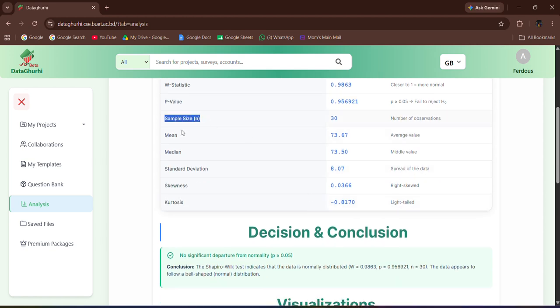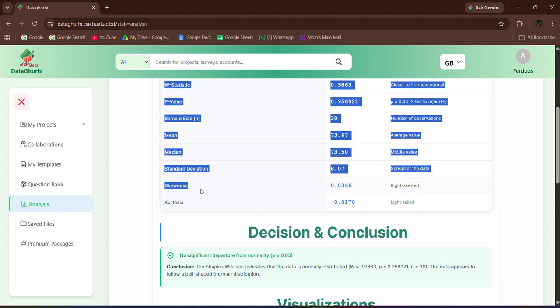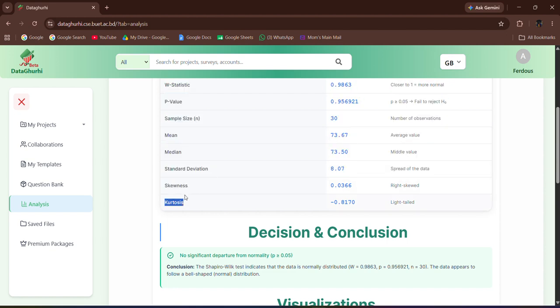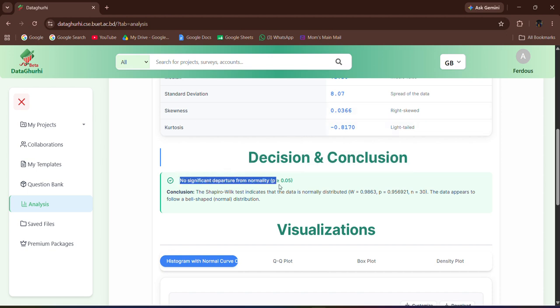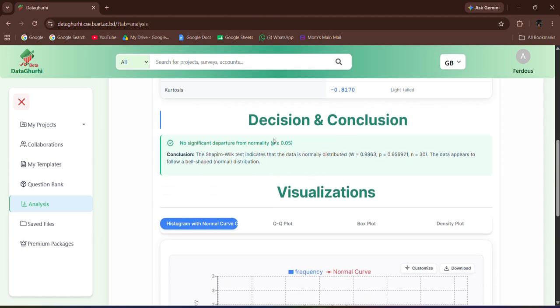Next are the sample size, mean, median, standard deviation, skewness, all the statistical calculations, and the decision and conclusion of the results of this data. There's no significant departure from normality. The test indicates that the data is normally distributed. The data appears to follow a bell-shaped normal distribution.